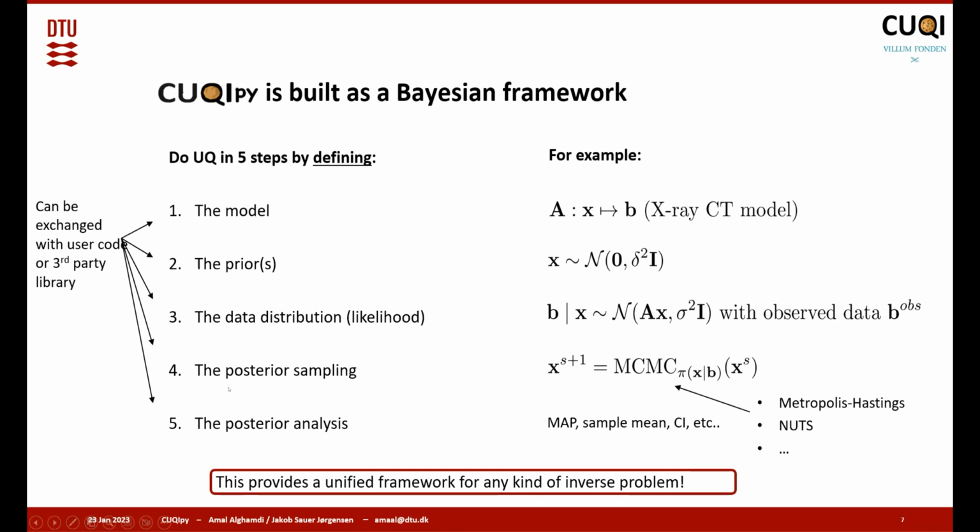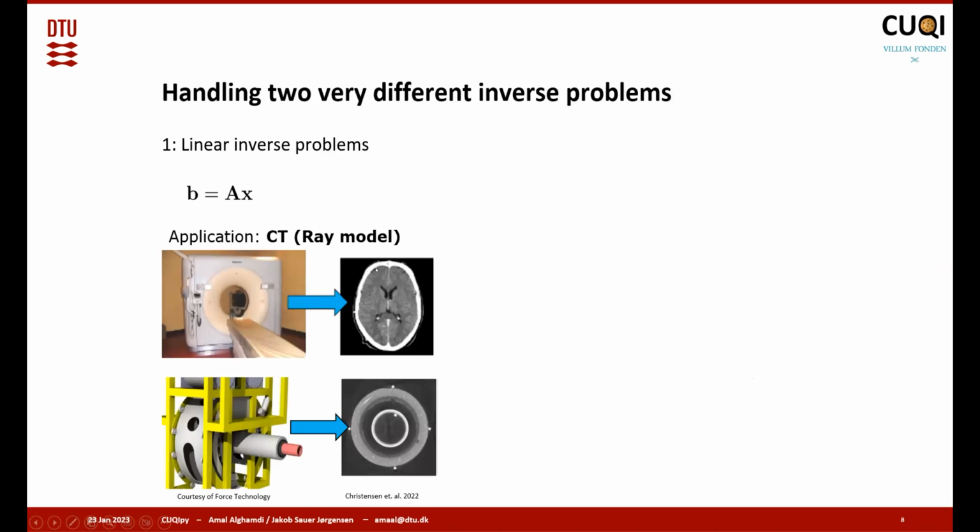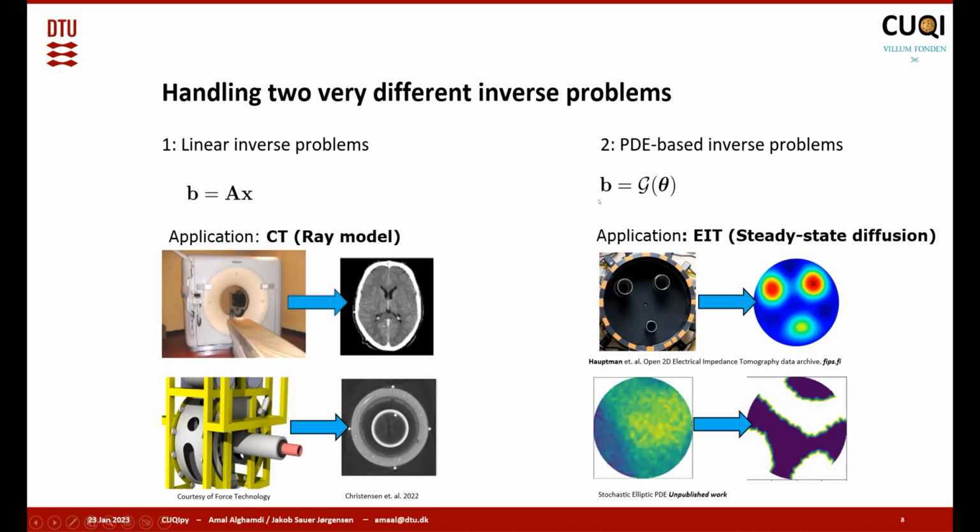And I want to point out also that we enable the user to replace any of these components with a third-party library or user-defined code. So here we will be looking at 2 different problems. The first one is a linear problem, a medical imaging application, or also industrial applications, where you want to study the internal structure and reconstruct these images, for example, for a human body, or in this example for subsea pipes, to study their integrity. And then the other model is based on partial differential equations.